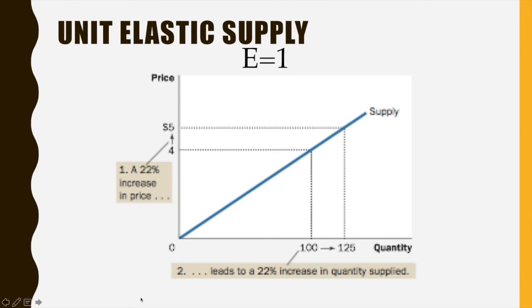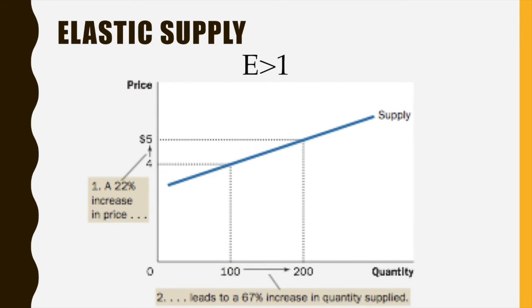If elasticity is equal to 1, you have unit elastic supply. So here, we have a 22% increase in price, creating exactly a 22% increase in quantity supplied using the midpoint formula. If elasticity is greater than 1 but less than infinity, you have elastic supply, so the producers are very responsive to changes in price. Here it's a 67% increase in quantity, which is much bigger than the change in price.